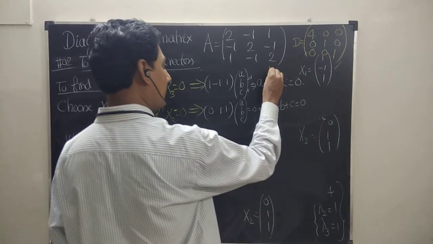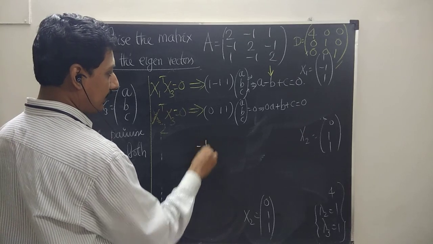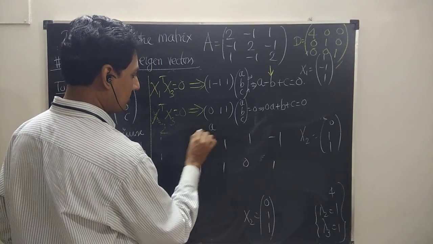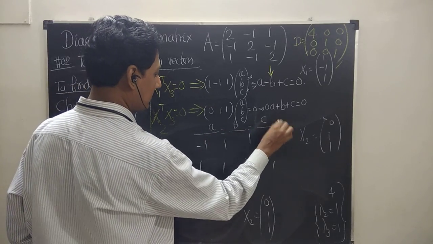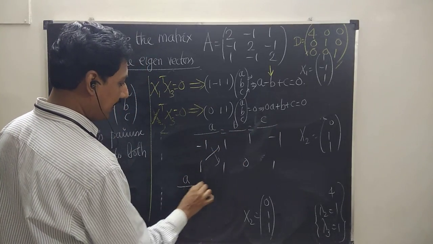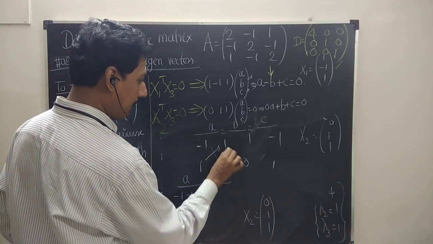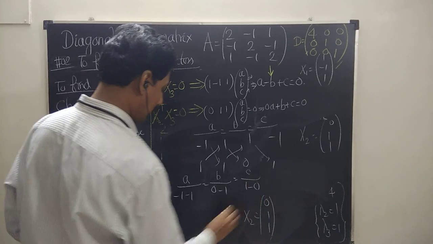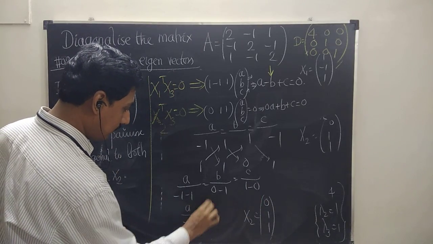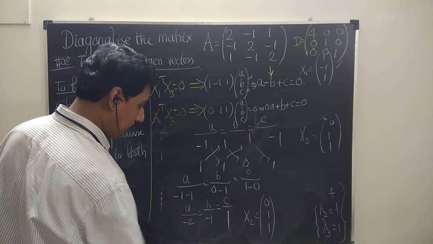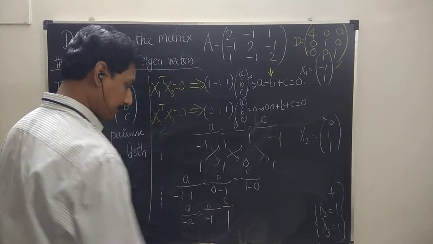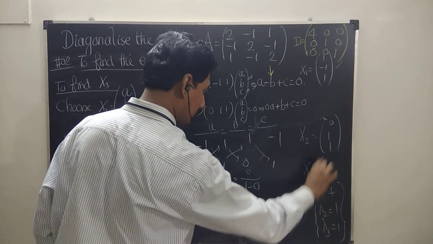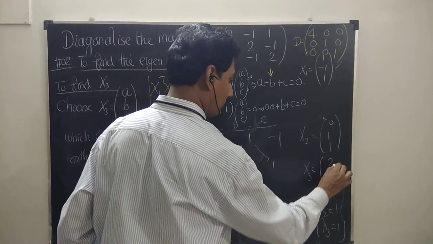Let us use the cross multiplication. To this step, we are getting minus 1, 1, 1, 1, 1, 0, minus 1, 1. This gives the A value, this gives the B value, this gives the C value. So A by minus 1, B by 0 minus 1, and C by 1 minus 0. So A by minus 2, B by minus 1, C by 1. So let us multiply this by minus 1. We get capital X3 is equal to 2 1 minus 1.